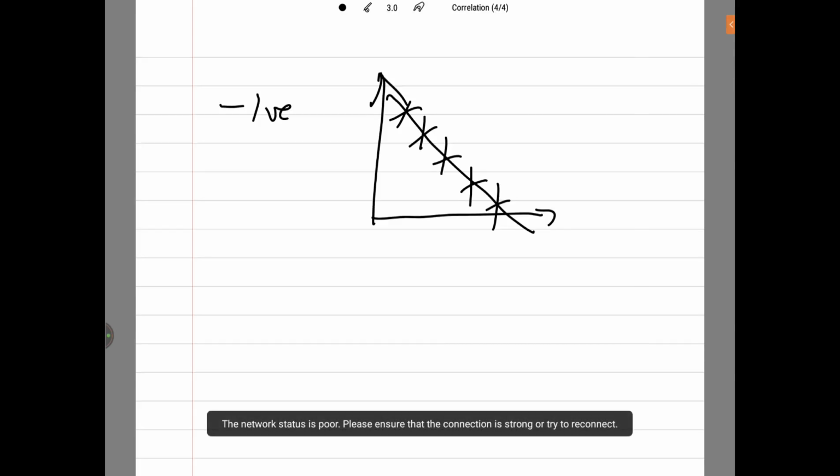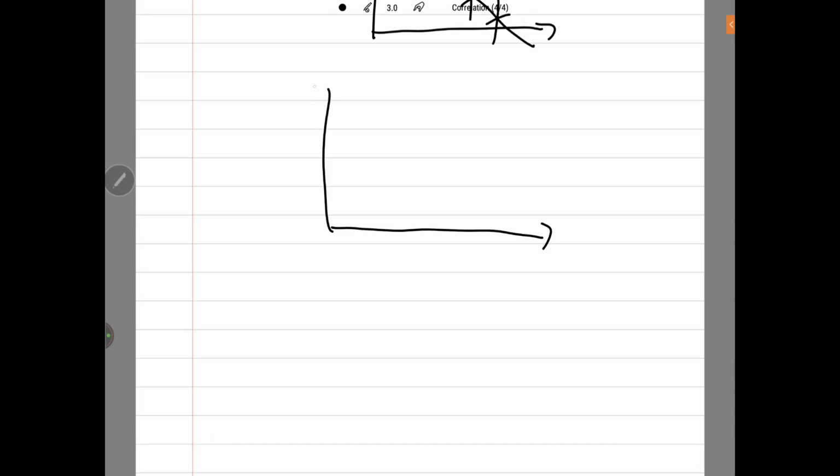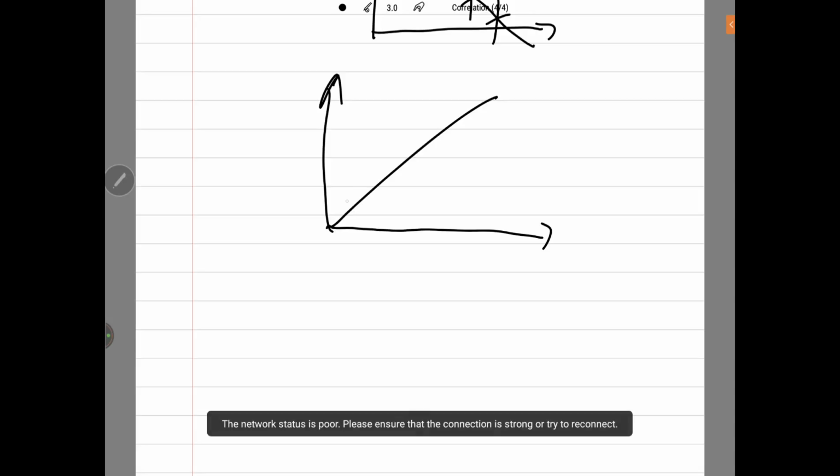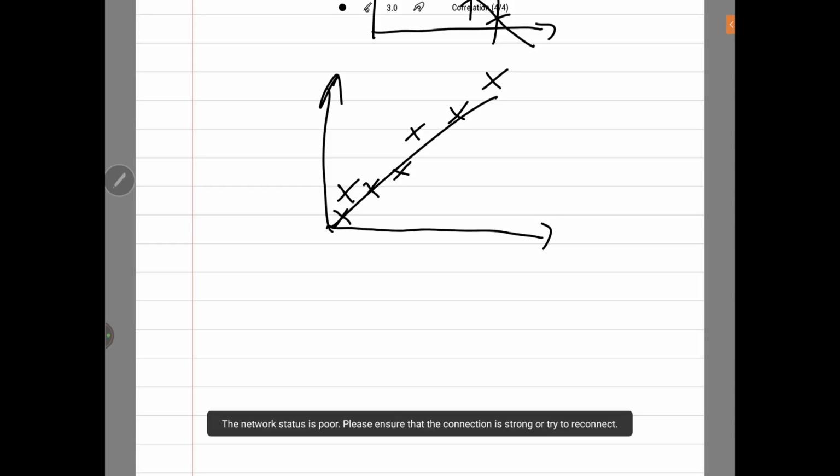But life is not always perfect. You can have any value between plus and minus. So for example, I just make something up here now. Something like that. Is it positive or negative? It's a positive correlation because both move in the same direction. Absolutely right. Is it perfect? No.